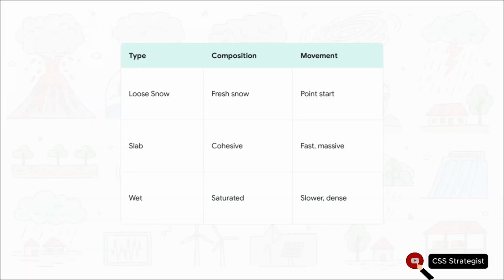We generally classify avalanches by their composition, and the danger level shifts dramatically between the types. Loose snow avalanches start at a single point in unconsolidated fresh snow. Wet avalanches involve heavy, water-saturated snow. They move a bit slower, but behave almost like flowing concrete. But the most dangerous one by far is the slab avalanche. This happens when a massive, cohesive upper layer of snow breaks off entirely from that weak layer beneath it. It travels with just terrifying speed and mass.